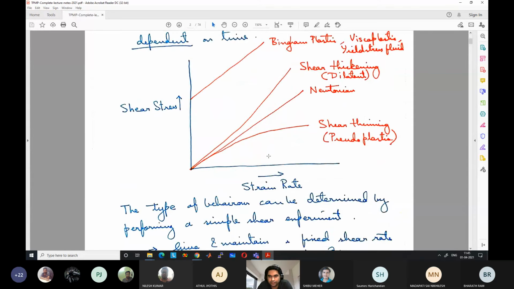It remains fixed. What about a shear thinning fluid? What happens to the apparent viscosity? Does it increase or decrease with strain rate? It decreases. And for shear thickening, it increases.